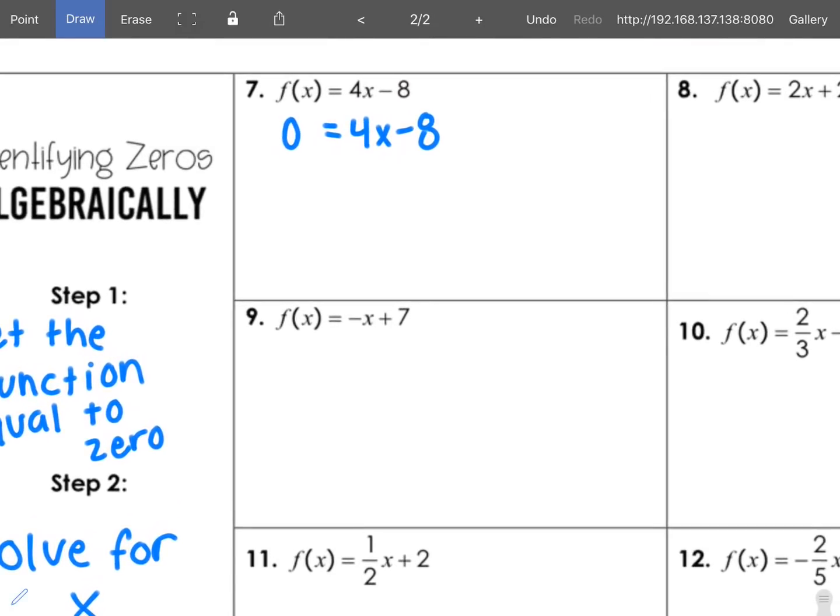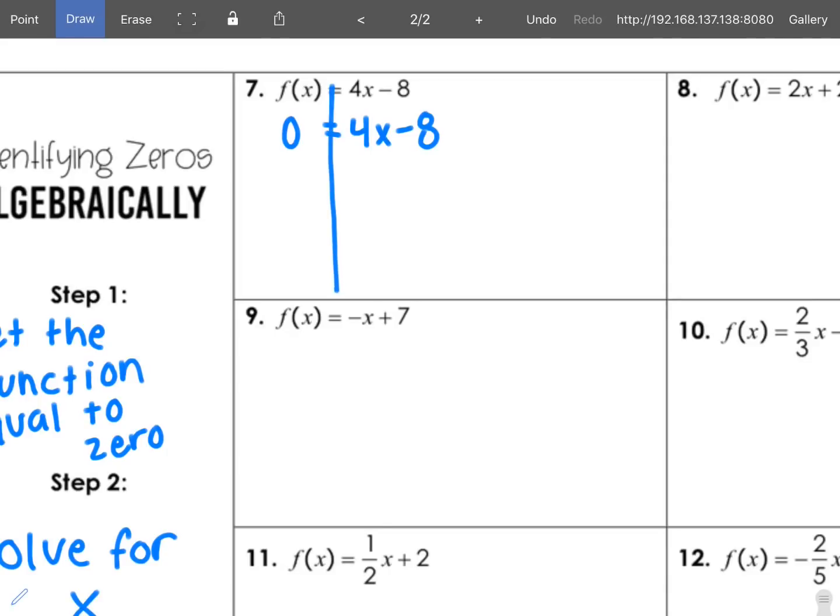Okay. So this is just like solving an equation. What are we going to do? Which two are like? We have a 0, we have a 4x, and we have a negative 8. 0 and negative 8 are like terms. So how do I get the 8 to the other side? I add 8. Always do the opposite when we're crossing the equal sign. So 8 equals 4x. That goes away. Now divide each side by 4.